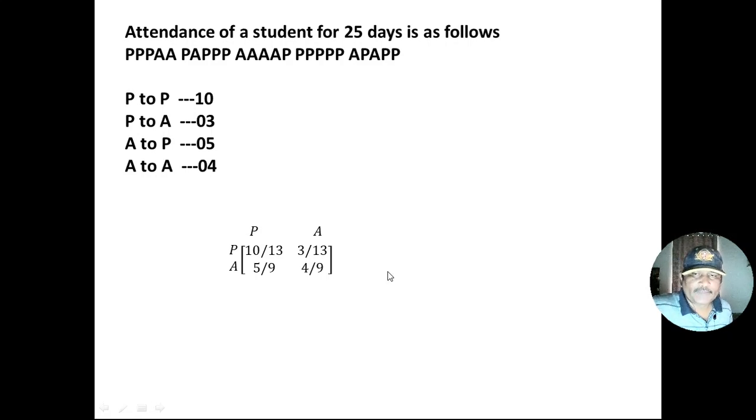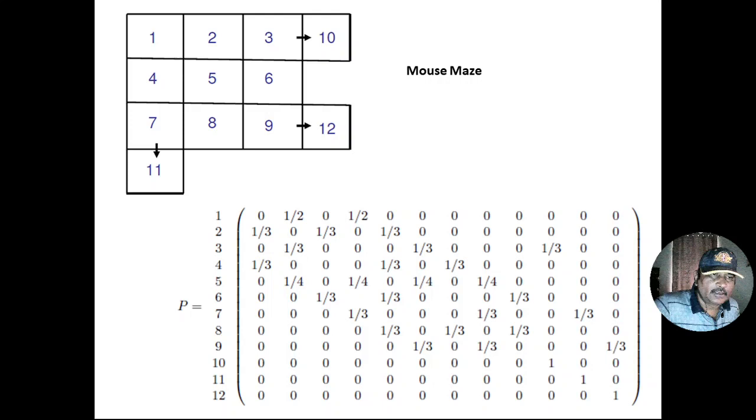Right? So we'll be stopping here for some time. Let's finish this. This is the last problem and a very simple one. This is a mouse maze problem. Say there are 12 rooms and the mouse is moving from one room to another.